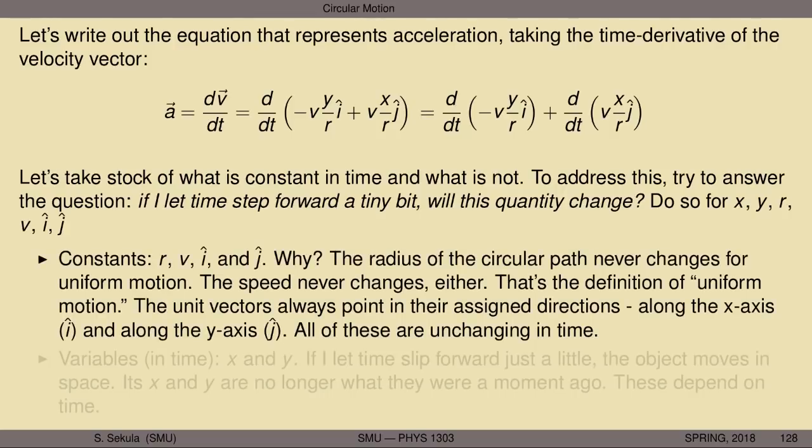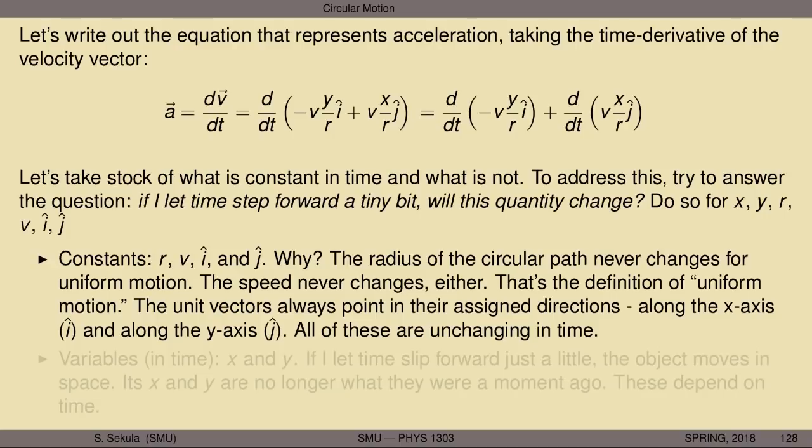Well, the constants are the radius of the circle, the speed of the object v, i hat, and j hat. Why those four? Well, this is uniform circular motion. The radius of the circular path is fixed. It never changes. So even if the ball moves along the circumference of the circular path, r hasn't changed, so r is constant. The speed never changes because, by definition, this is uniform circular motion. So v never changes either. That's the definition of uniform motion.